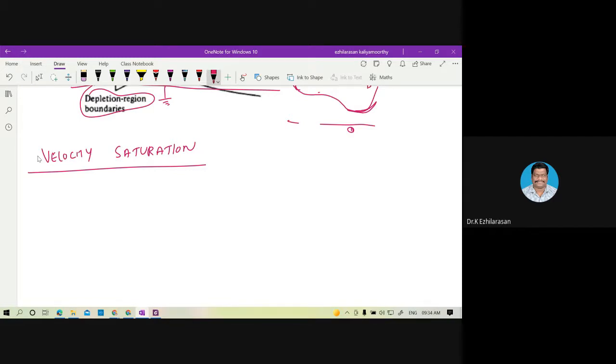MOSFET, as I mentioned, two fields are there: one is the lateral field and the other is the longitudinal, vertical field, that is X and Y. The voltage applied between VDS gives the X side, EX. Another one is EY. We can remember that the performance of short channel devices is also affected by velocity saturation, which will reduce the transconductance, that is gm, in the saturation mode.